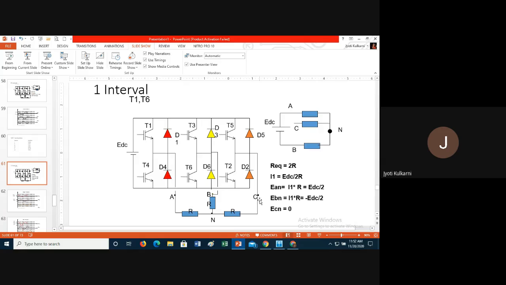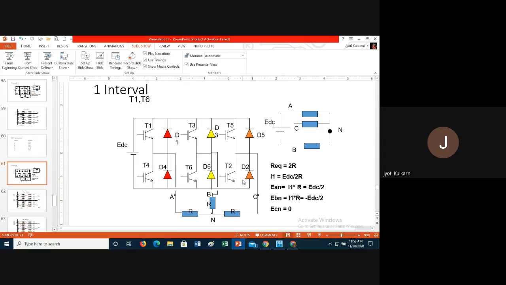C branch is floating. Why? Because the fifth device and second device both are not in the picture. So C branch is floated. So this gives very large harmonics. Because of this problem, 180 degree conduction mode is more preferable and 120 degree conduction mode is not preferable.